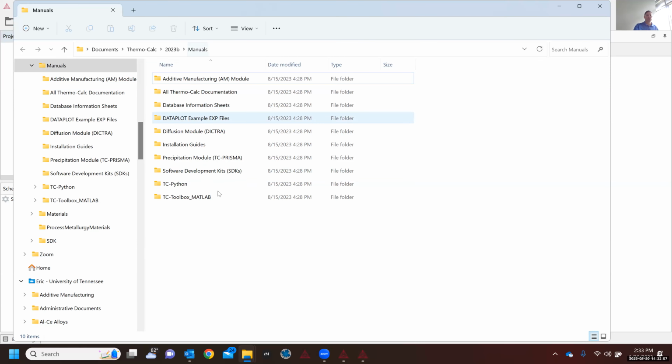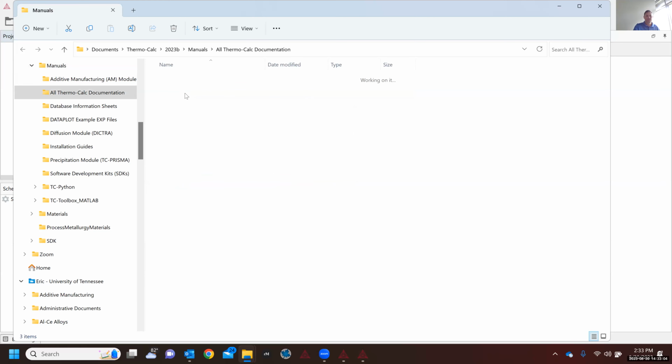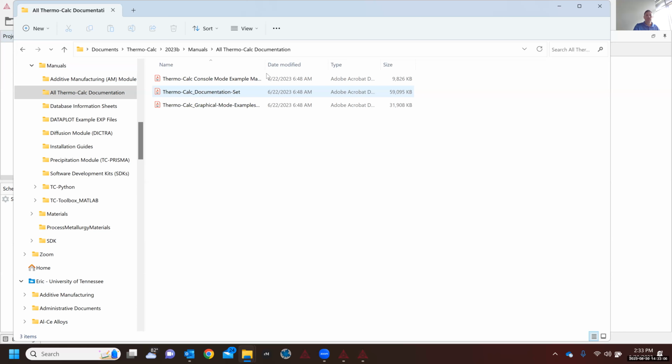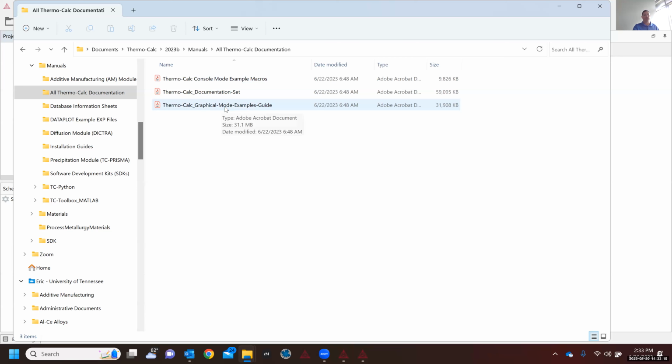So in this manuals folder, all ThermoCalc documentation, you have a PDF file of the examples. I don't know much about the graphical mode examples, but I know a lot about the console mode. And so there are lots of example files included with ThermoCalc that you can do specific things.